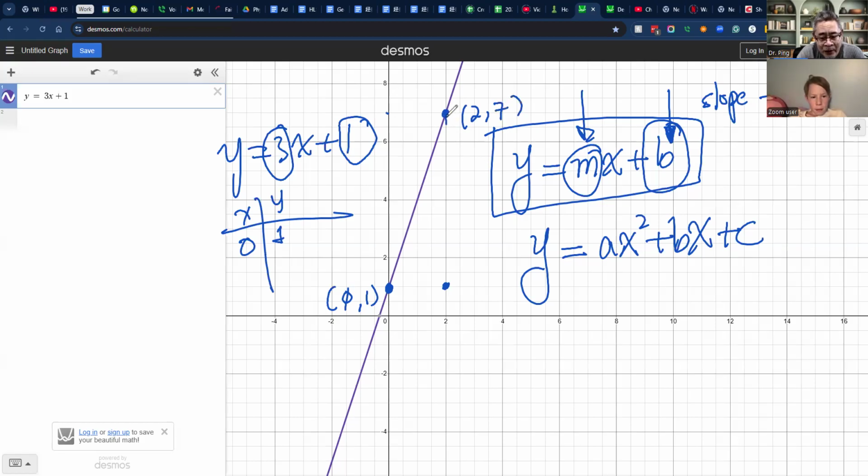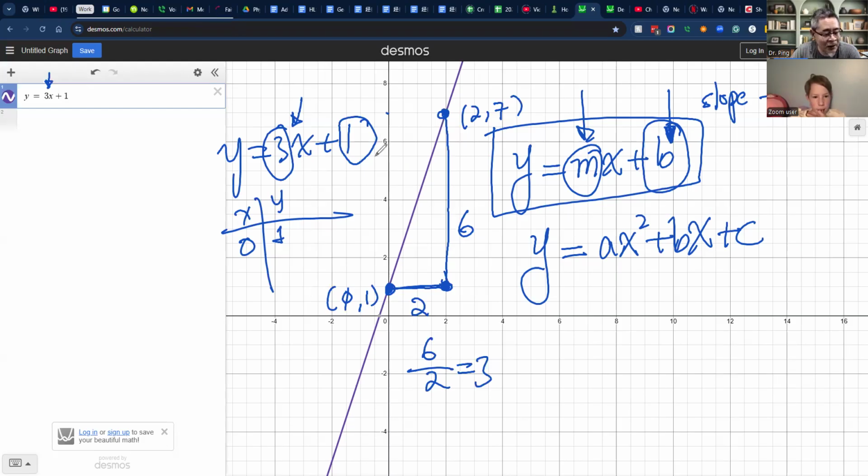So therefore, if you're looking at this side over that side, 7 minus 1 is 6, and 0 to 2 is 2. So 6 over 2 is 3. So that's exactly just what we have here. This one is our slope. Okay, so that's why we call it slope-intercept form.